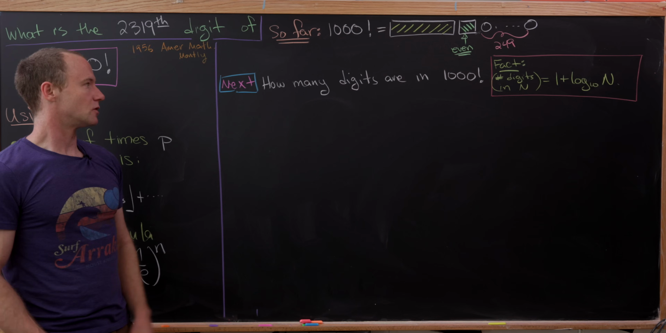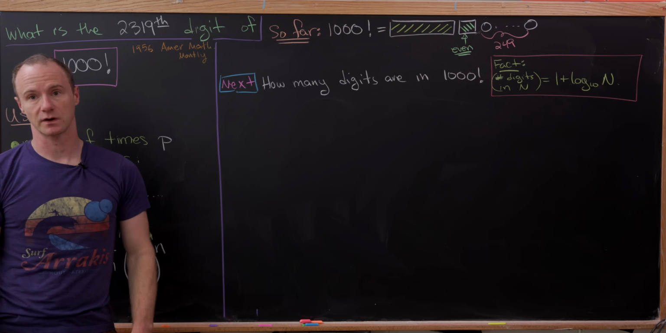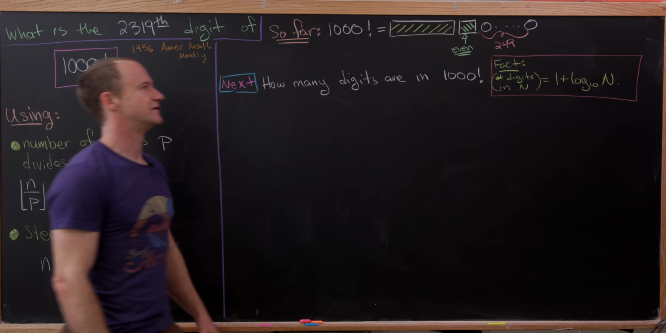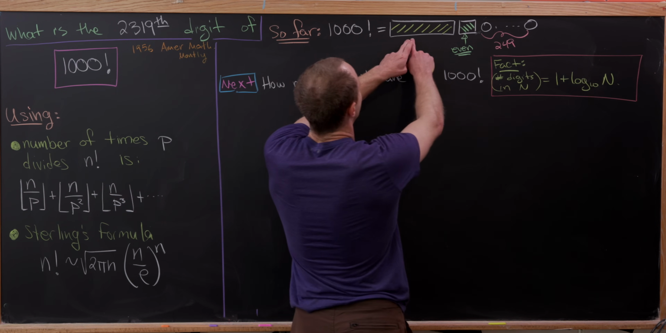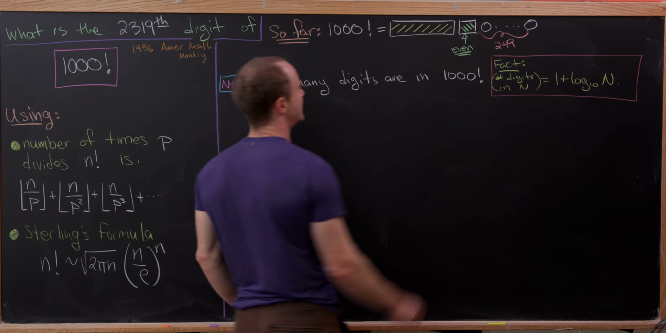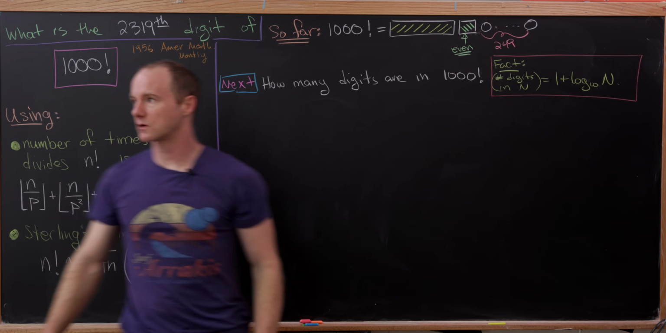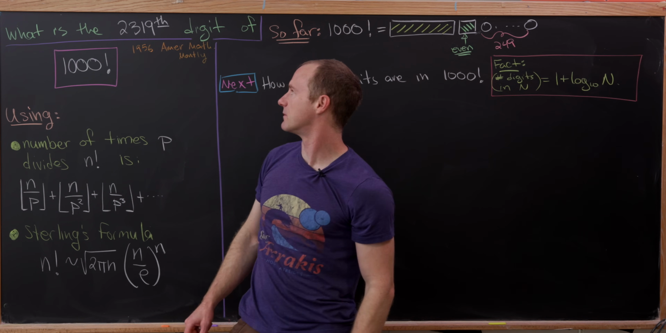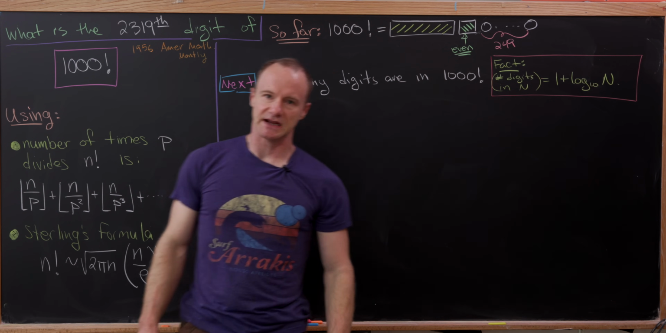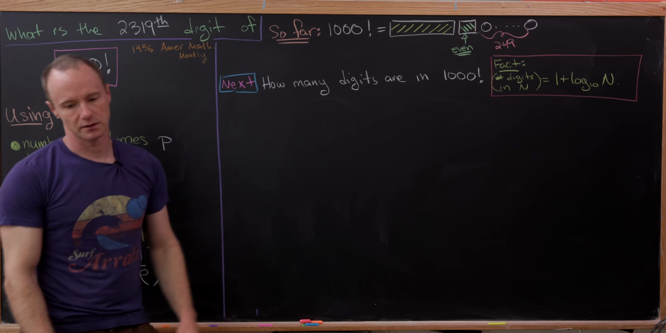Then our next goal is to determine how many digits there are in 1,000 factorial. If we know the total number of digits, we'll know how many digits are in this number right here, and thus we'll know the position of this even digit. And spoiler alert, there's something special about this number, 2,319, with respect to this picture of 1,000 factorial.